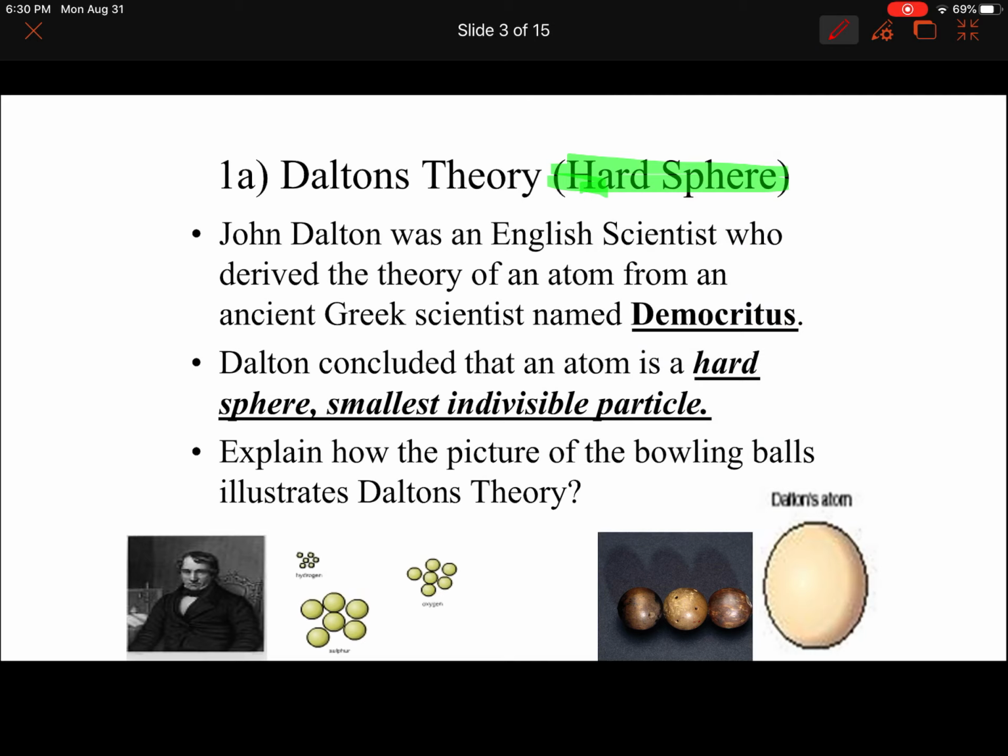So Dalton concluded that an atom is a hard, small, indivisible particle. In other words, it cannot be broken down to anything smaller. Divisible means can be divided. Indivisible means cannot be divided.